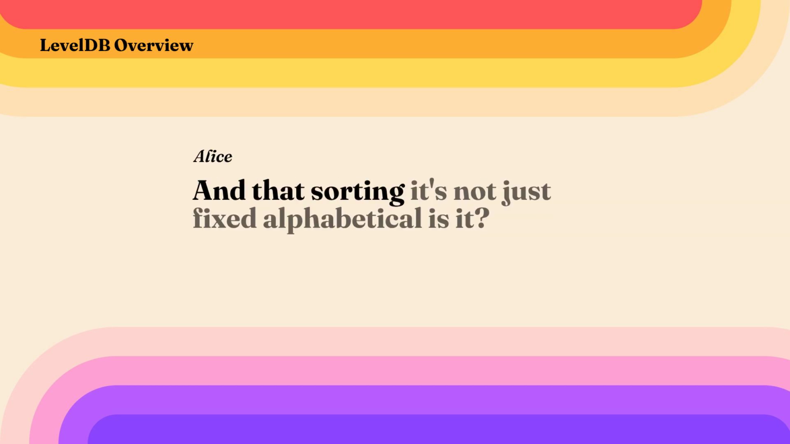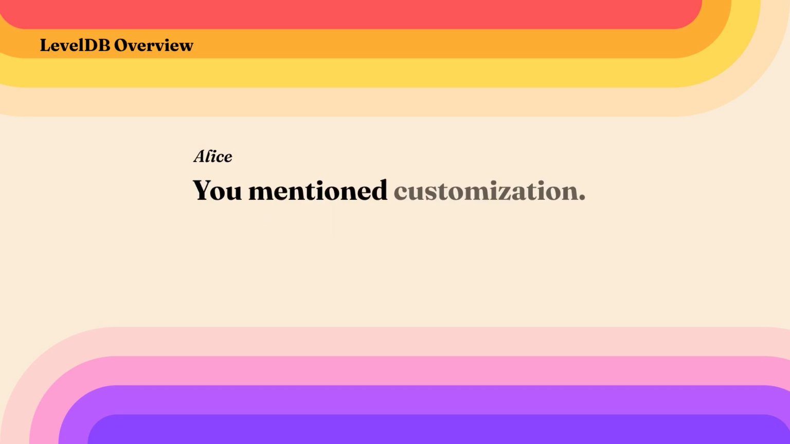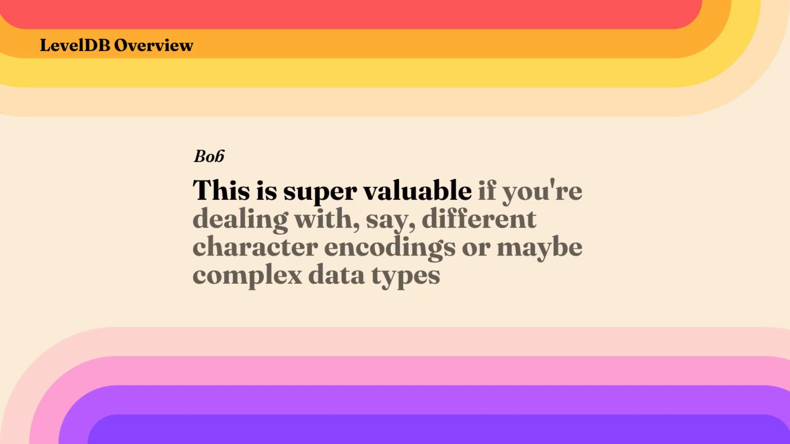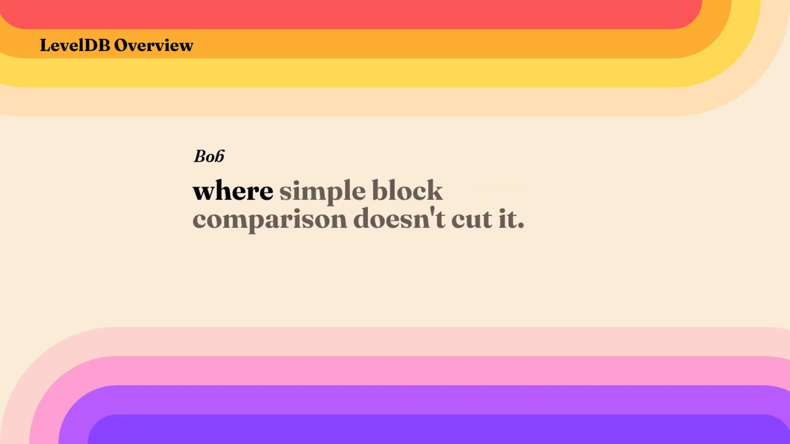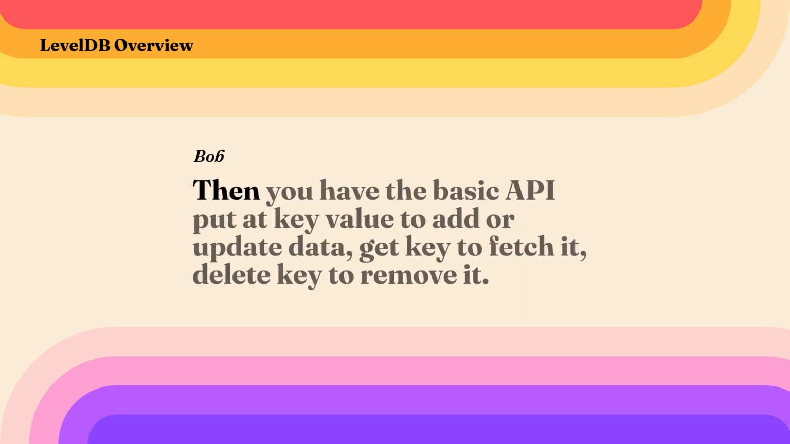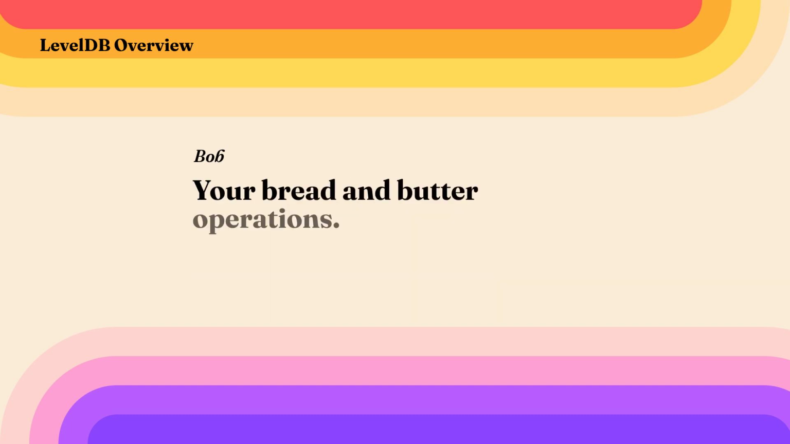And that sorting, it's not just fixed alphabetical, is it? You mentioned customization. Precisely. Callers can actually provide their own custom comparison function. This is super valuable if you're dealing with, say, different character encodings or complex data types where simple byte comparison doesn't cut it. That's powerful. Then you have the basic API. Put a key value to add or update data, get key to fetch it, delete key to remove it. Pretty standard stuff, your bread and butter operations.